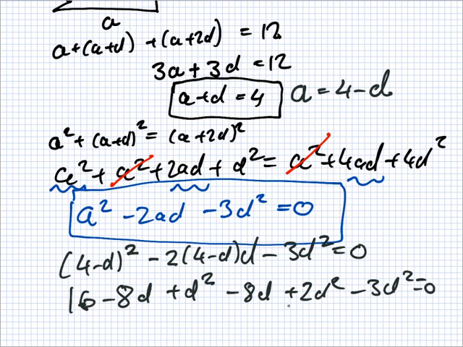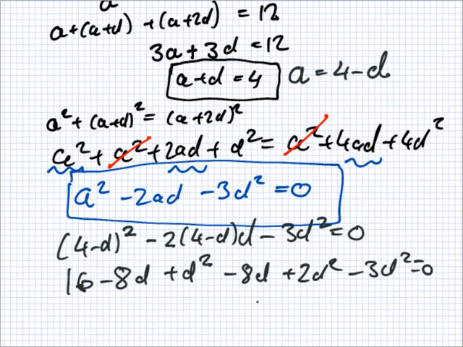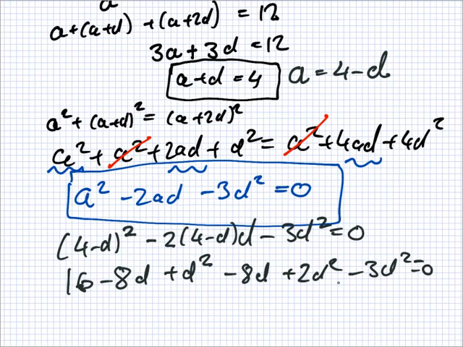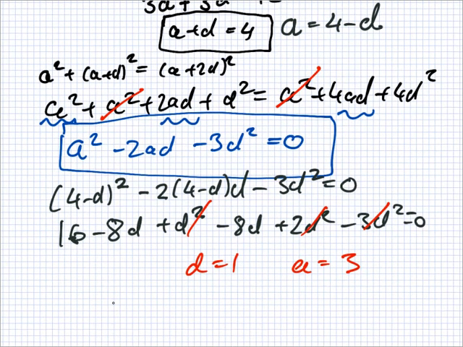How many D squareds altogether? You have 1 and 2, which is 3. Cancels that. I get D is 1, because I got 16 minus 16D equals 0. And if D is 1, A has to be 3. So my sequences are 3, 4, and 5.